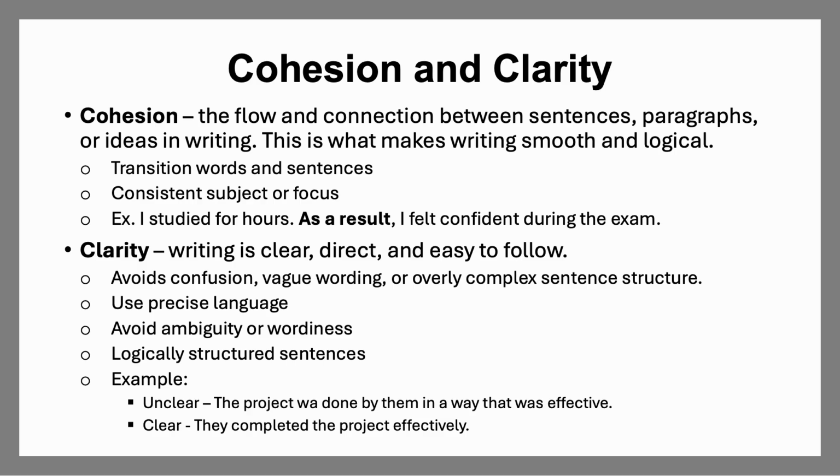And so there's a few examples there that we have seen before, but just for clarity's sake: the project was done by them in a way that was effective. That's unclear because we are using passive voice. The main subject, they, is not at the center of this sentence. If you look at the clear example, they completed the project effectively. They is the subject. It's front and center. It makes it really clear. You know exactly what they did. They completed the project. How did they complete it? Effectively. So even though the unclear example is grammatically correct, it is not the most effective. And so that's what we're working on today.